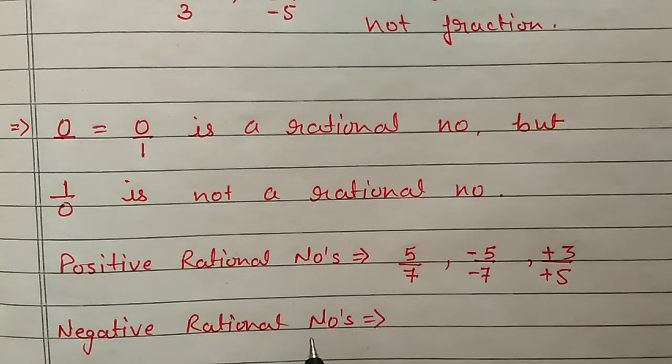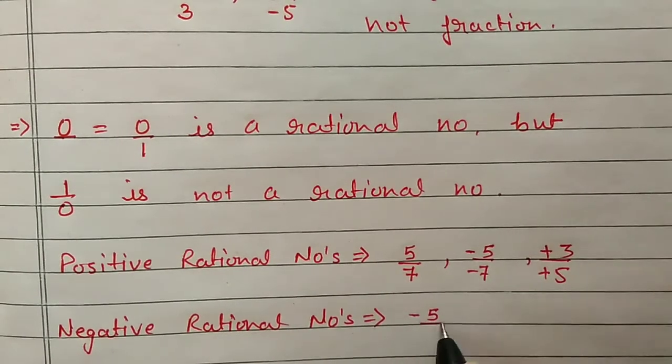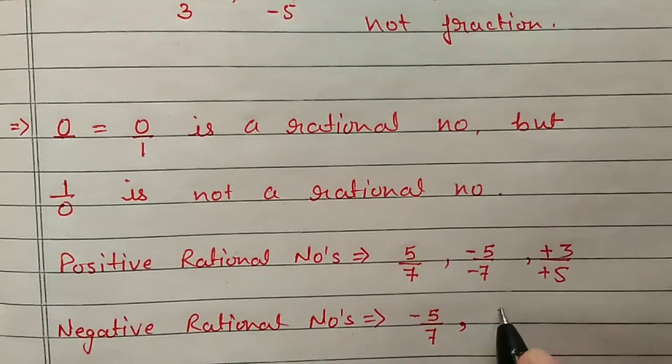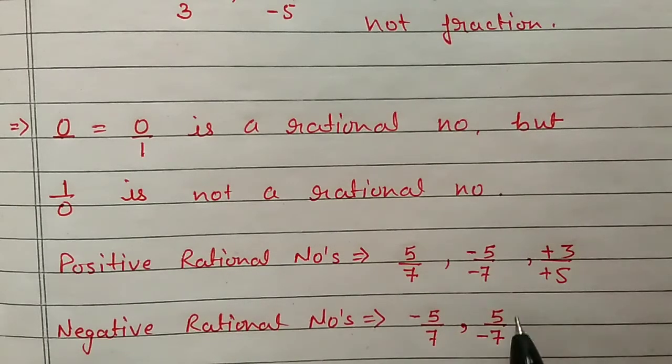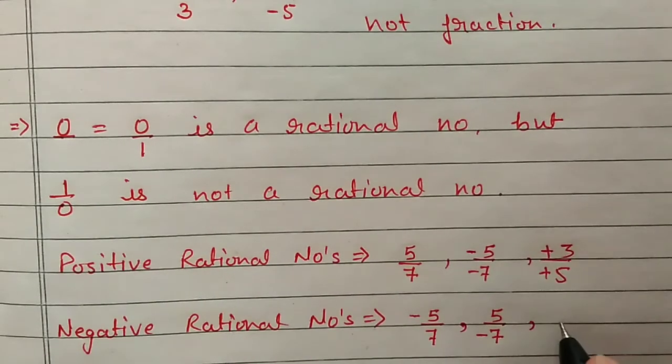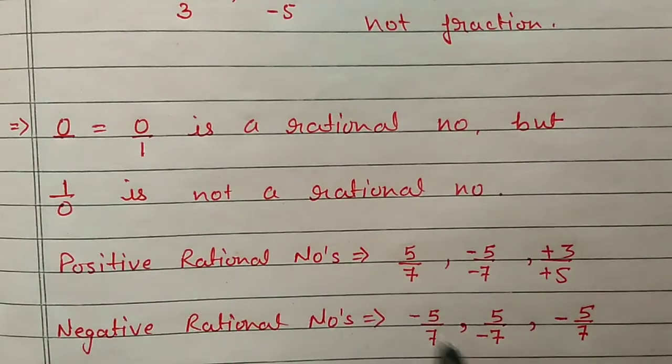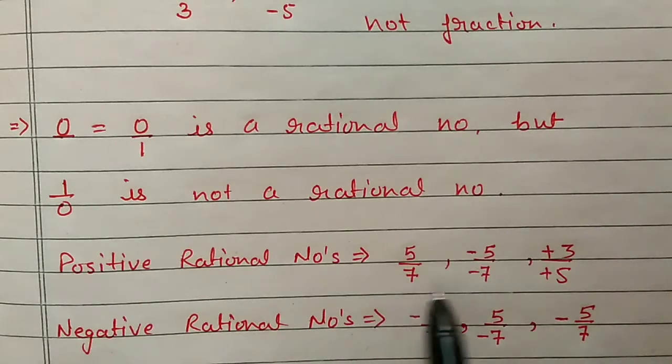And for a negative rational number, finally we will get a minus symbol. For example, minus 5 by 7. So one minus symbol is here. Or 5 by minus 7. This is also a negative rational number. Or minus 5 by 7. We can put this minus here, here or here. So in all the three cases, these are negative rational numbers. These type of cases will come under positive rational numbers.